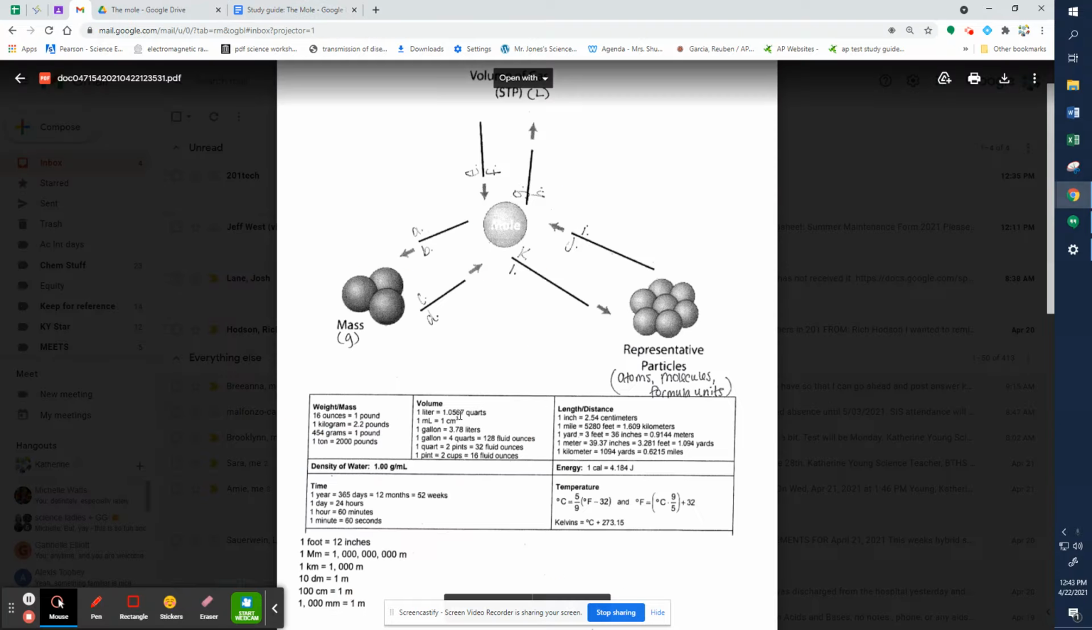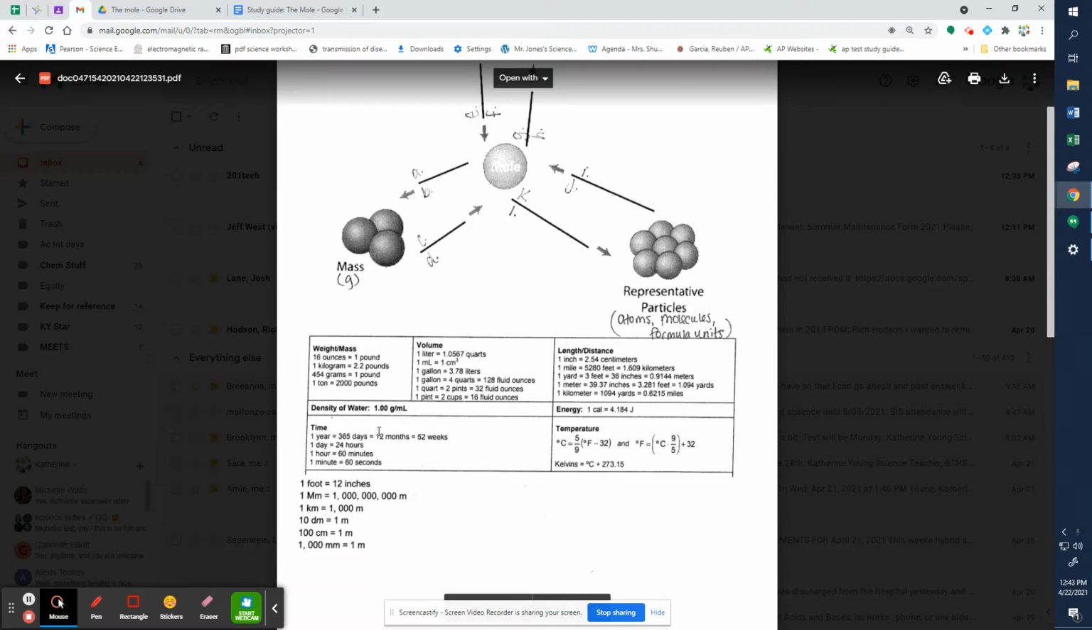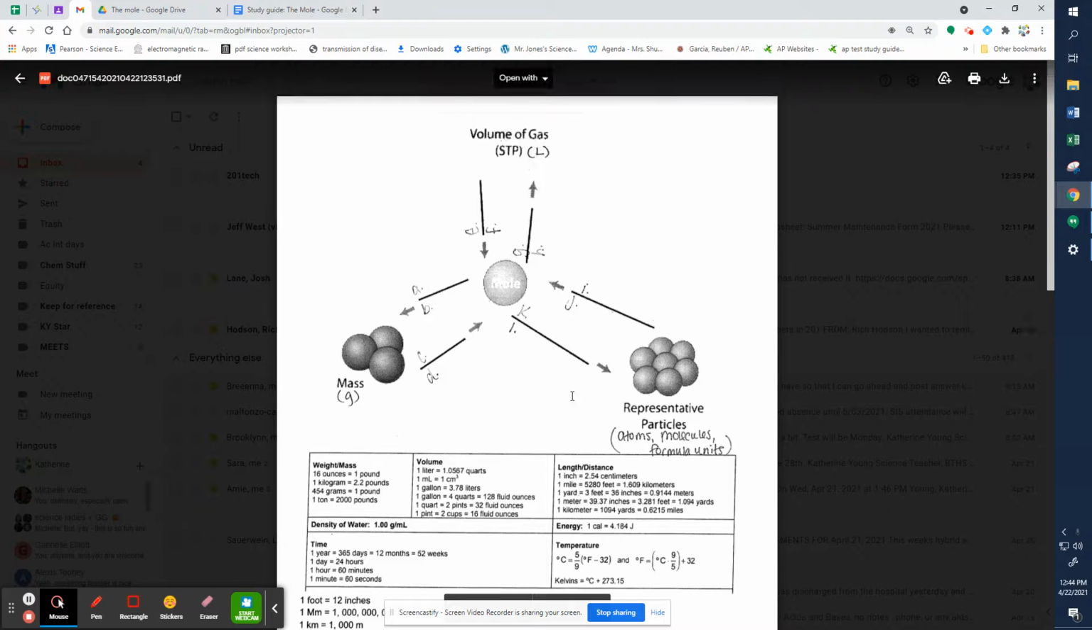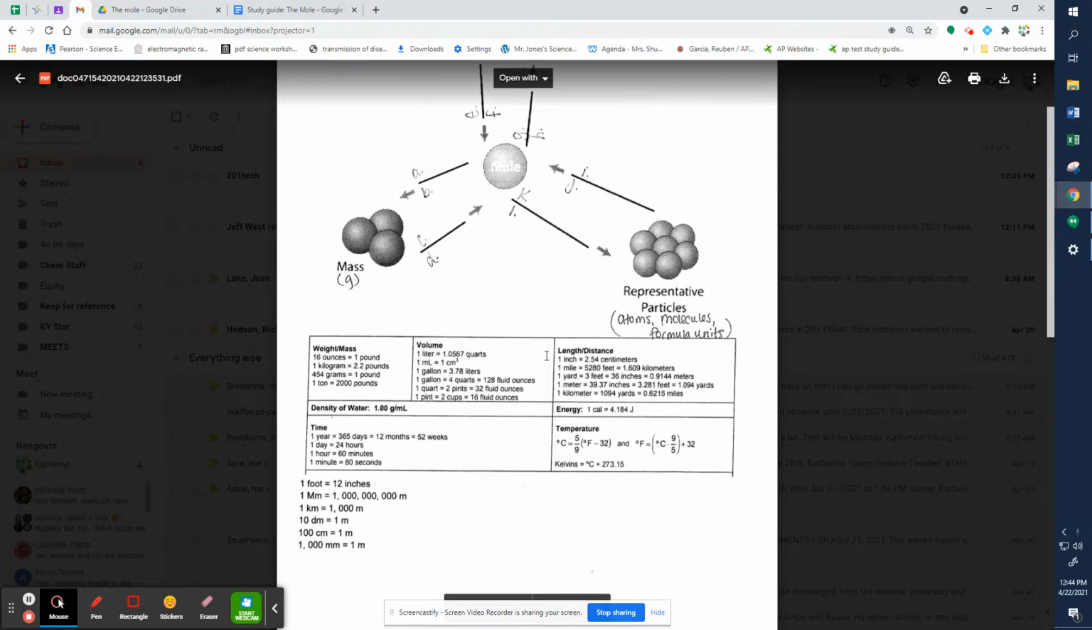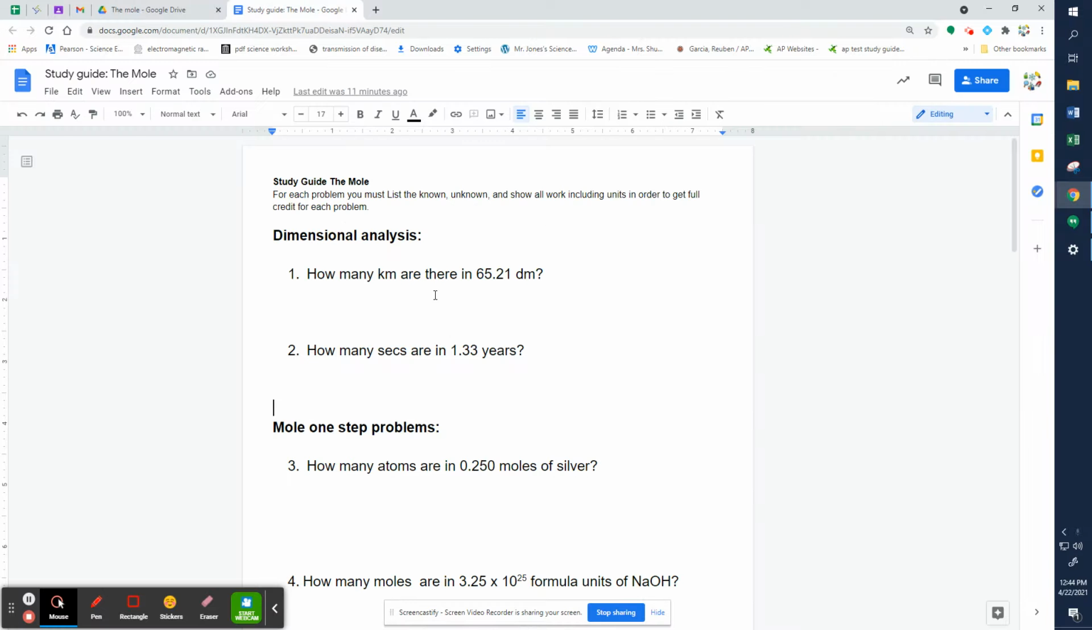I'm going to go to the in person sheet that I am definitely going to give you for the test. This is that sheet. If you're remote, this will be attached to your test. So, how many kilometers are there in 65.21 decimeters? First of all, in order to get complete credit, you must list the known and the unknown, and then show all your work, including your units.